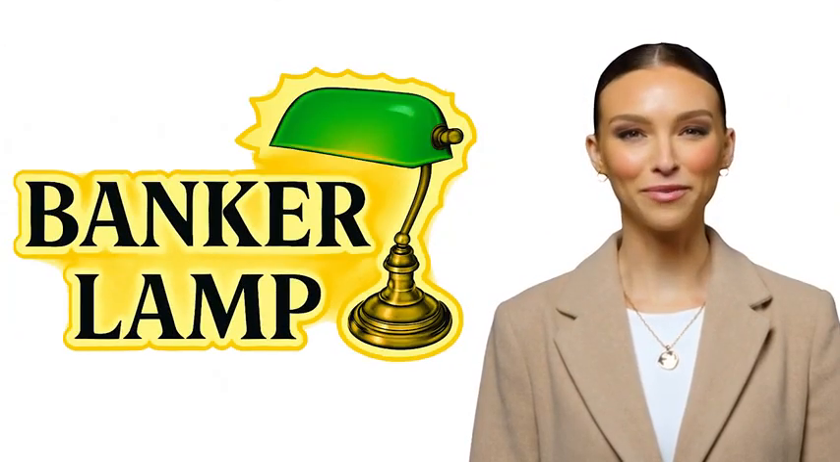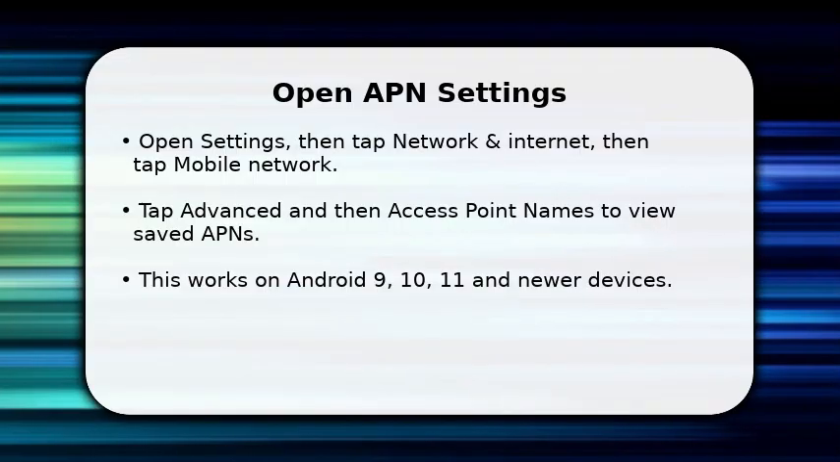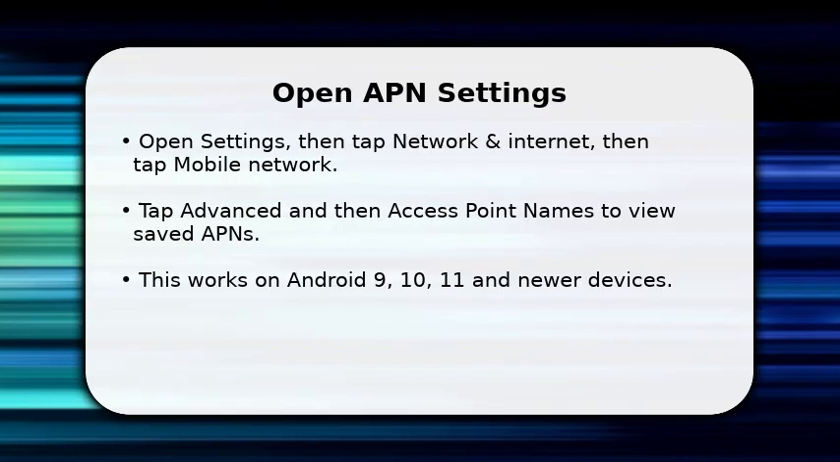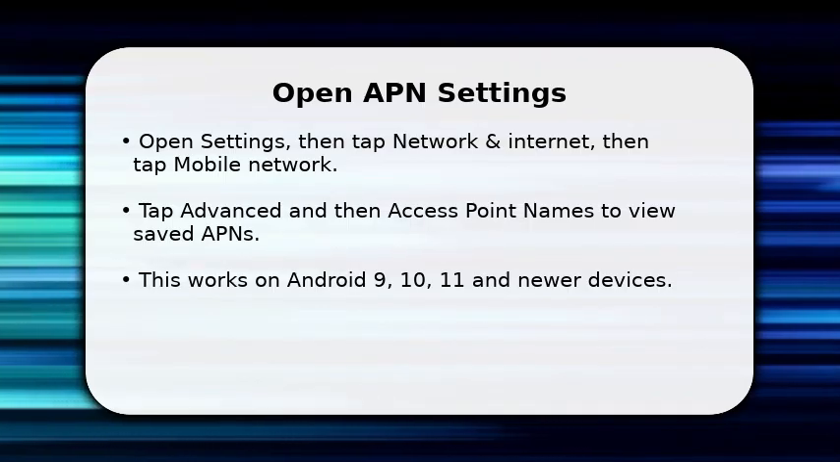Please enjoy the video. Open Settings on your Android device and scroll to Network and Internet. Tap Mobile Network to continue. Tap Advanced, then tap Access Point Names to view saved APNs on the device. This method applies to Android 9, 10, 11, and newer releases.